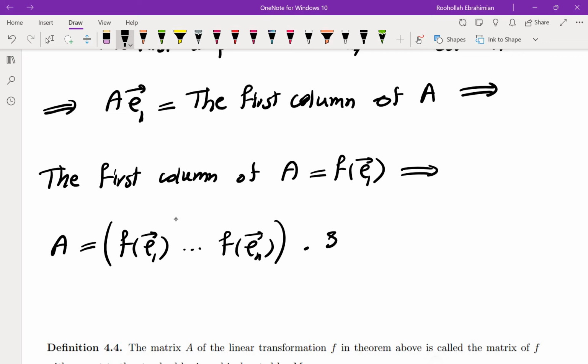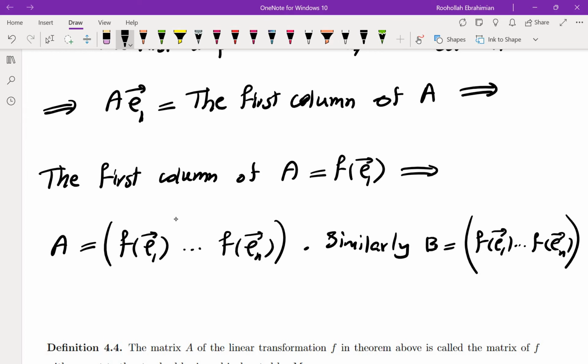Then similarly, we know that the same thing happens for B. B would have to be the exact same thing: f of e1 all the way to f of en. So what does that mean? It means A and B are the same. And not only that, but we also showed that A must be f of e1 all the way to f of en in the columns.